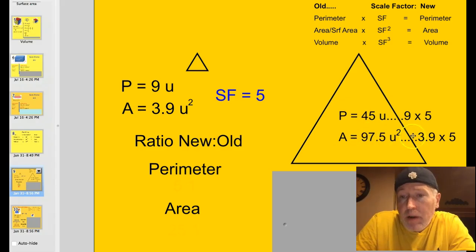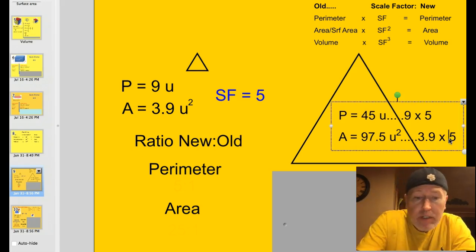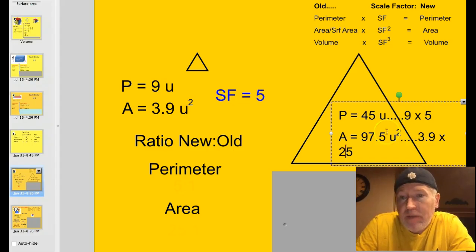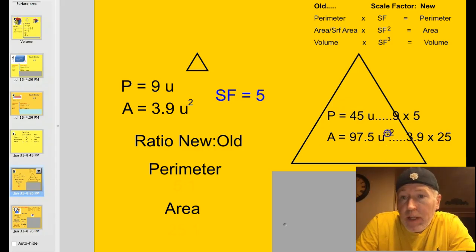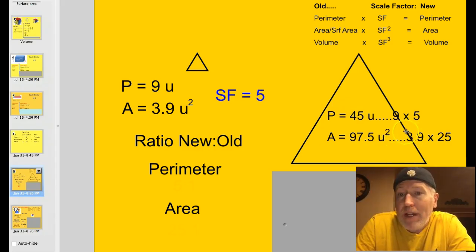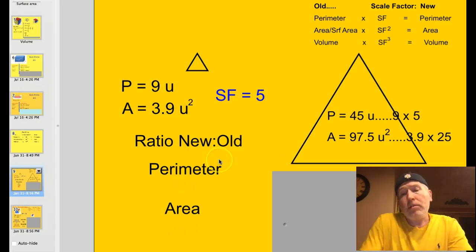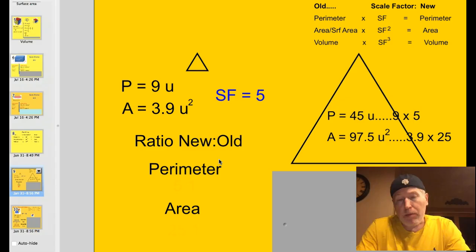All right, the area, well, the original area was 3.9 units squared. So I took that times, I got to fix this, times 25. Stretch that out just a little bit, because that is really the scale factor squared, and you get 97.5 units squared. Now another thing we can talk about in some of the problems we're going to practice today is the ratio between the new and the old.